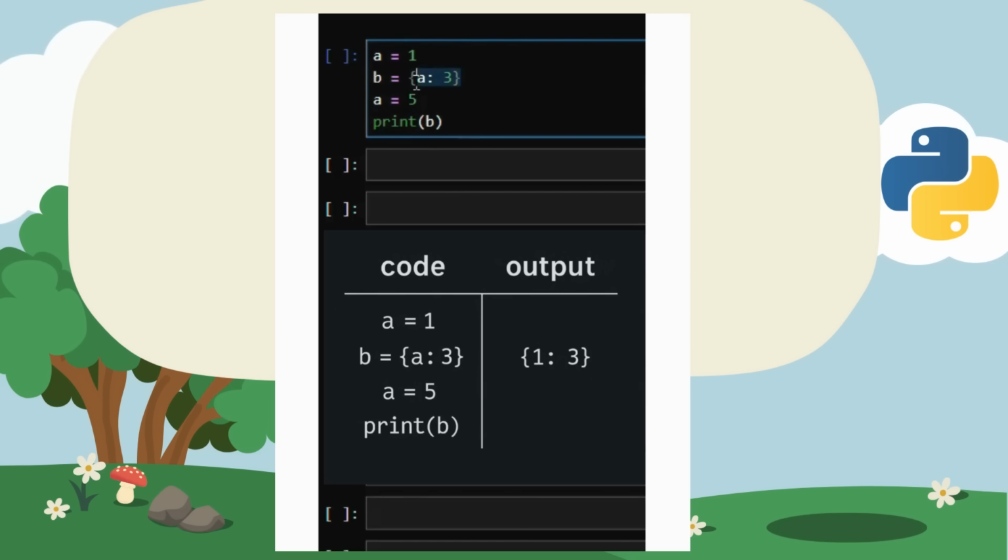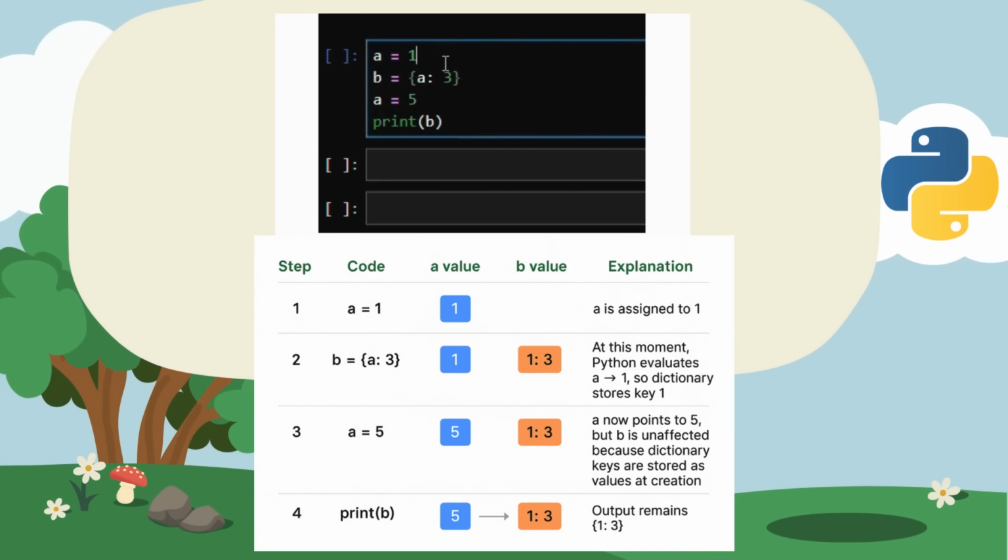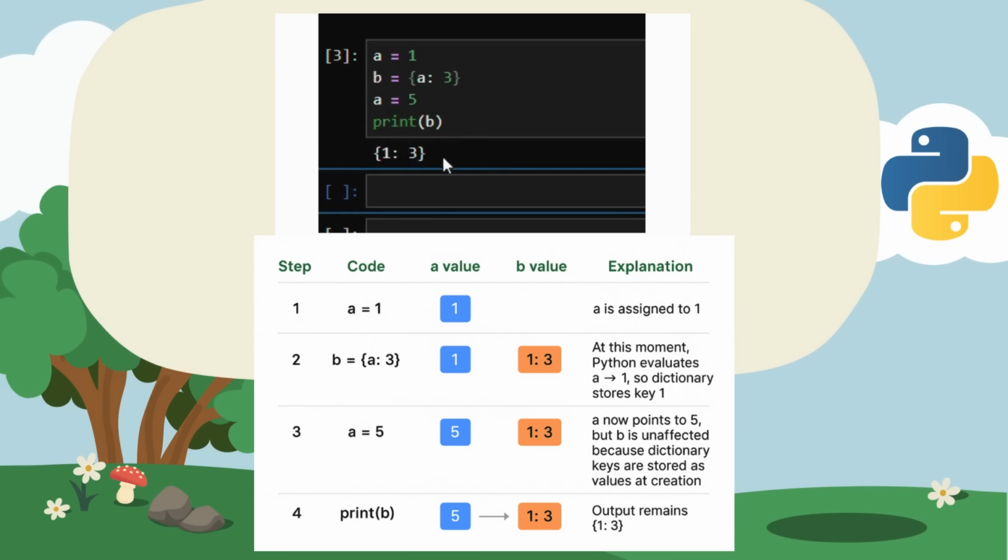When the dictionary is created, the key takes the value of A at that time, which is 1. Changing A later doesn't affect it. So the key stays the same as in the initial definition.